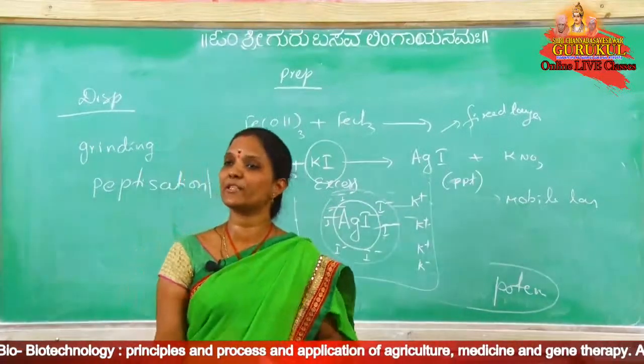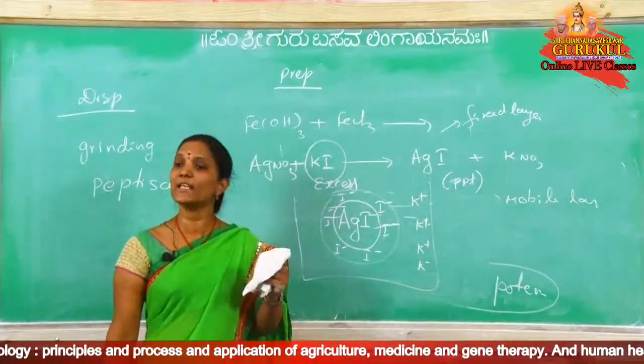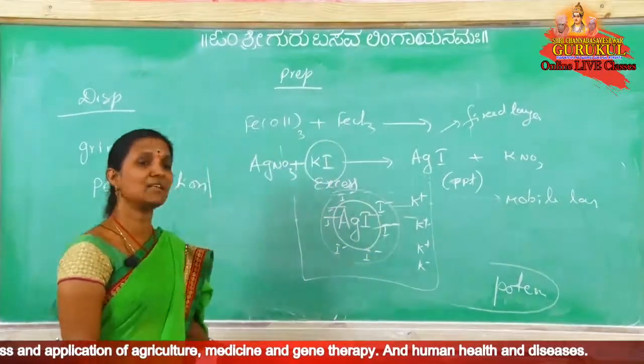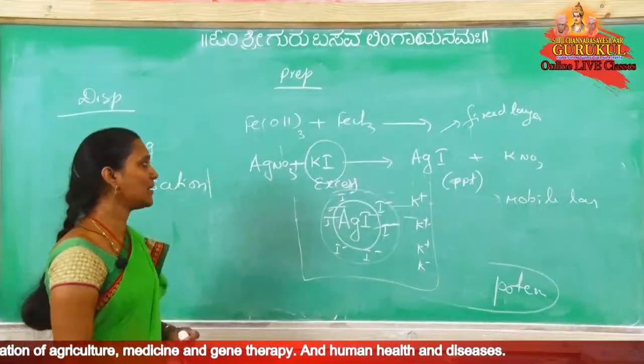The potential difference between these two layers is called zeta potential. Anyhow, is it a negative sol or positive sol? Now this sol is a negative sol because it is surrounded by I minus.